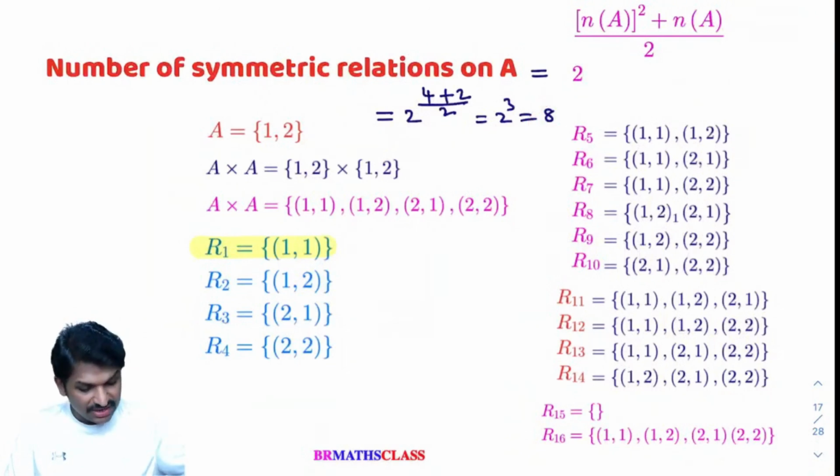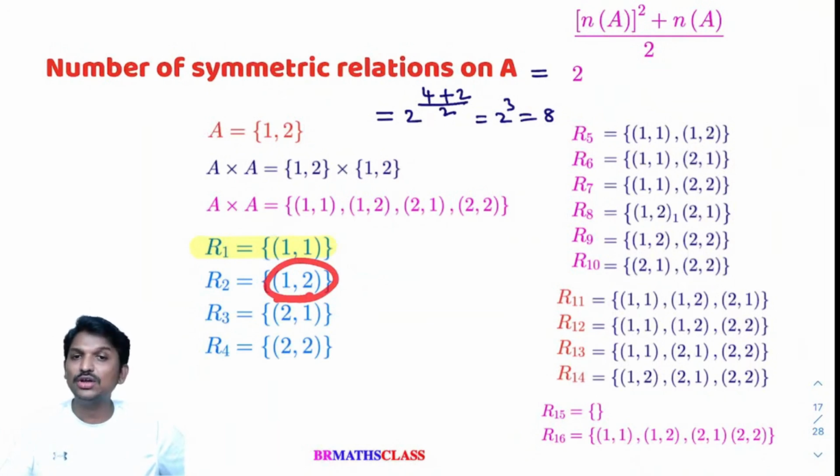Second one, you observe this relation. Ordered pair 1 comma 2 is there in this relation. Ordered pair 2 comma 1 is not in this relation.